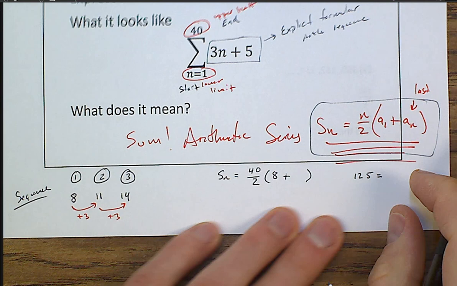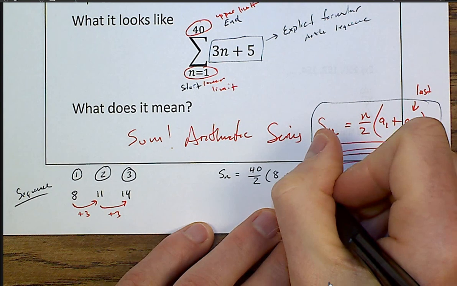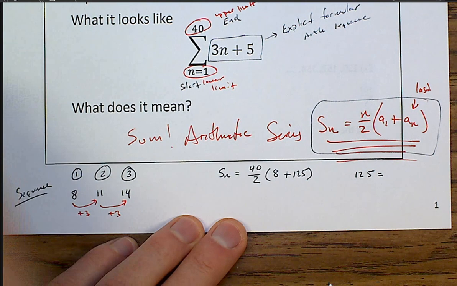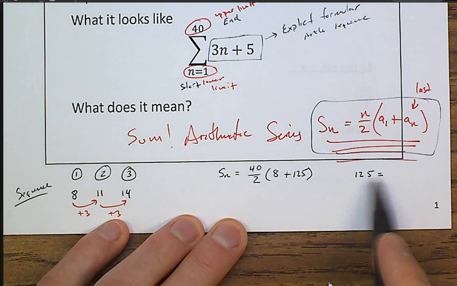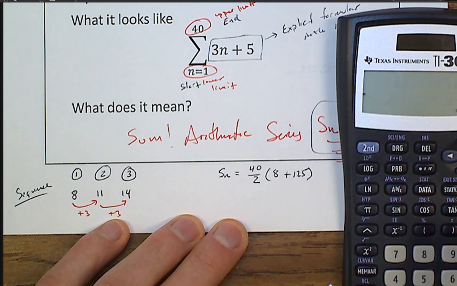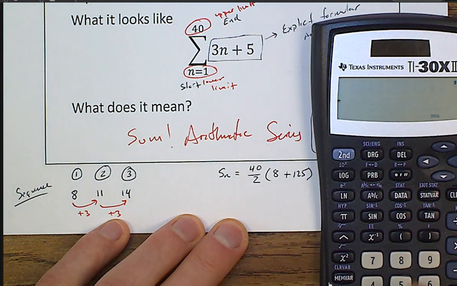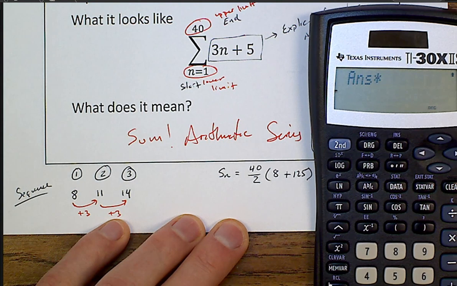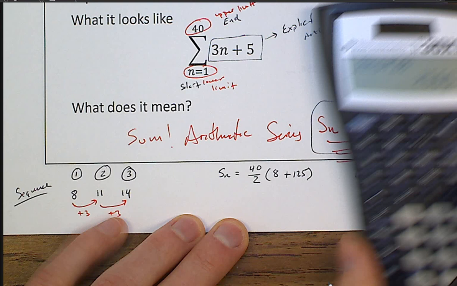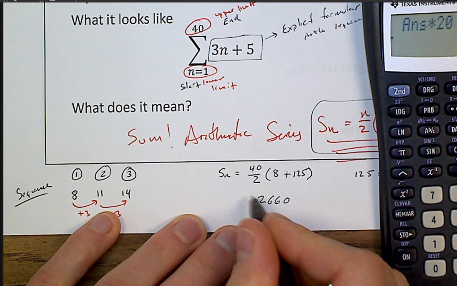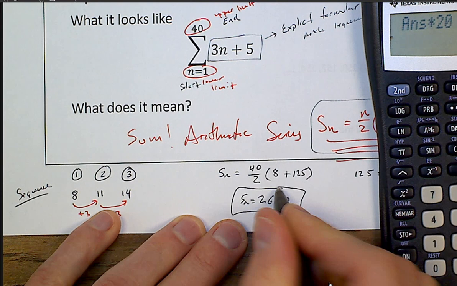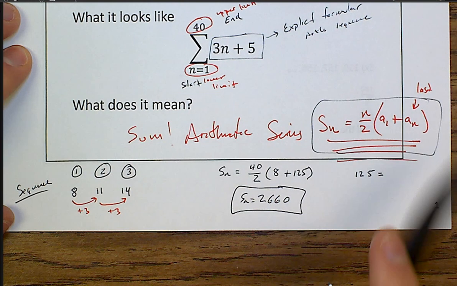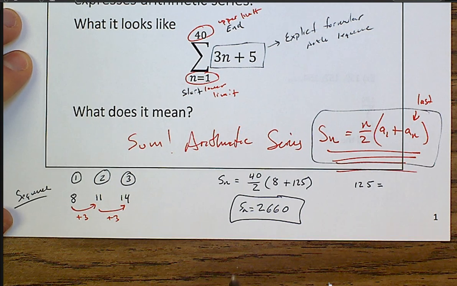All right? And so I can just plug 125 in right here. I was going to do it a longer way, but it should make sense to you. You can go now 8 plus 125, and then times that by 20, and you should get 2660. And that is the answer to this. Okay? So I know it's a lot going on, but it should make sense to you. And we're going to practice more. So let's turn the page over here.